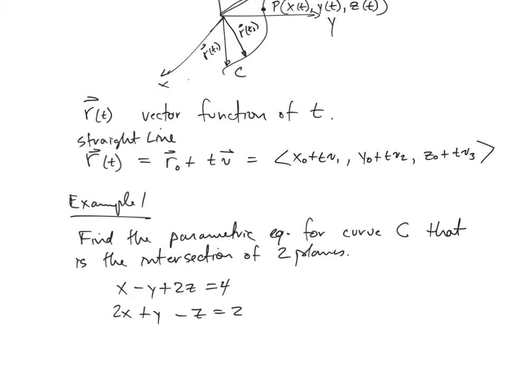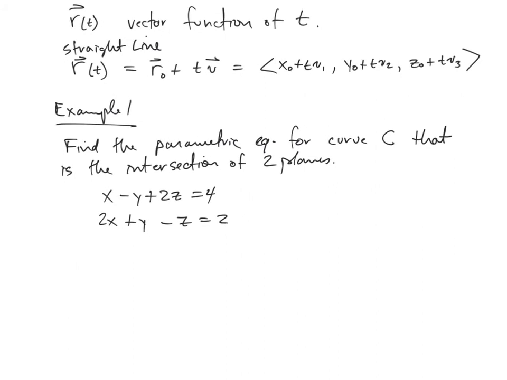Well, what kind of curve is the intersection of two planes? It's a straight line, right? If you have two planes that intersect with each other, they're going to intersect along a straight line. So we know already that we're looking for a straight line. And we already know what the parametric equation for a straight line looks like, right?